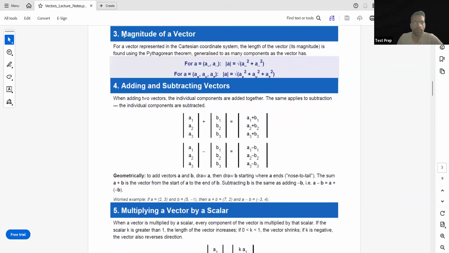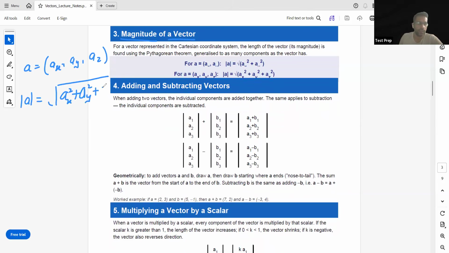Now if we have to find out the magnitude of the vectors, what is the formula? If A is given in the form of AX, AY, AZ, the magnitude is equal to the square root of AX square plus AY square plus AZ square. So we have to square each term first, then sum the squares of all the terms, and then take the square root. It's called its magnitude.